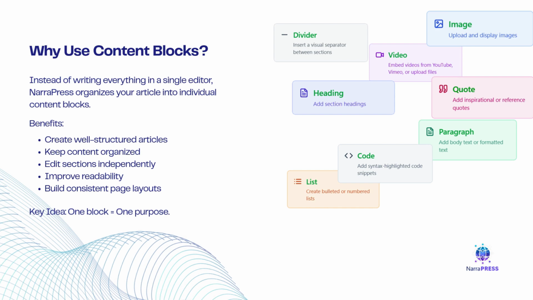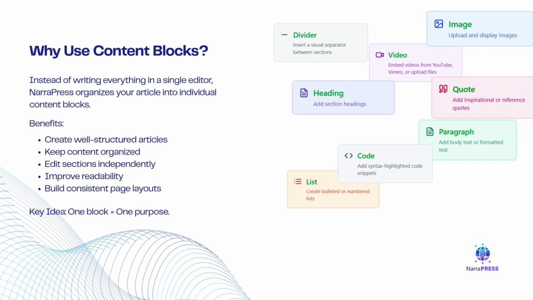A heading is one block. A paragraph is another block. An image is its own block. A video is another. This makes your content much more organized and allows you to edit each section independently without affecting the rest of your article. It also creates a more consistent reading experience for your website visitors.